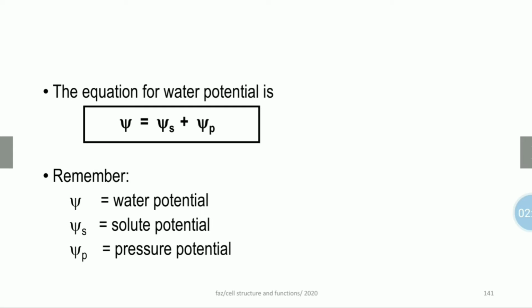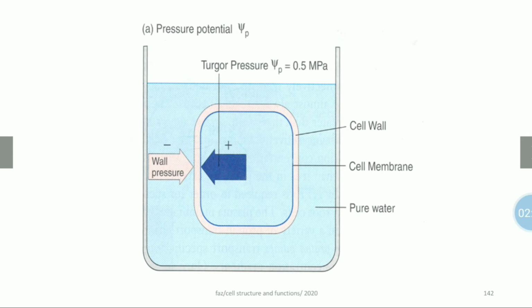So this is the equation that you have to understand to determine the water potential. Psi, the water potential of the cell, is represented by the symbol psi. Psi equals solute potential plus pressure potential. So if I am given, here, the pressure potential is 0.5 megapascal. If there is pressure potential, meaning that we are referring to a plant cell.